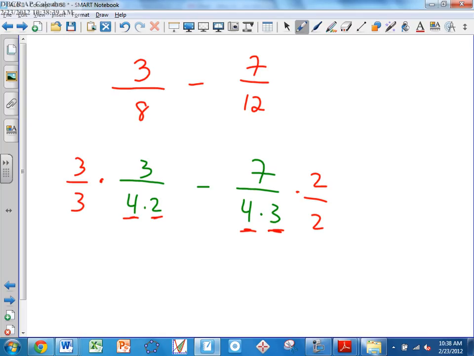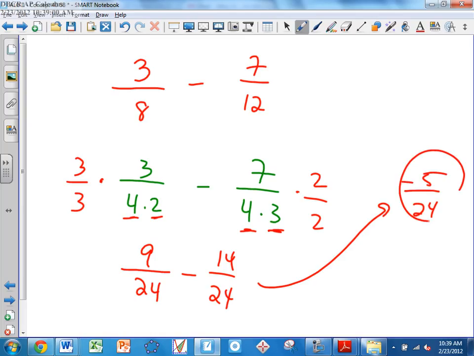Okay, so if you want to write the continuation here, the numerator is going to become a 9 over 24 minus 14 over 24. Now my denominators are finally the same, so I can just subtract the numerators. 9 minus 14? Negative 5 over 24. And again, remember, please, the denominator doesn't change. Once you get a common denominator, you just repeat it.